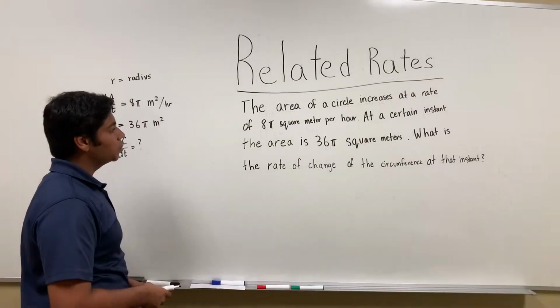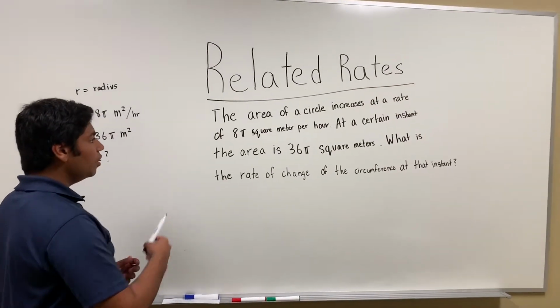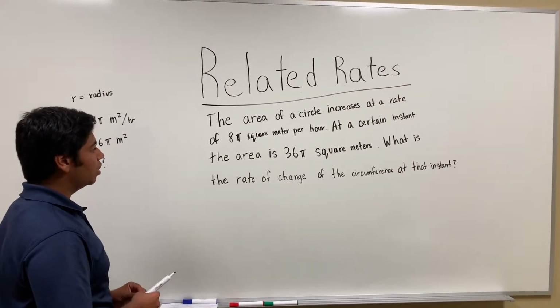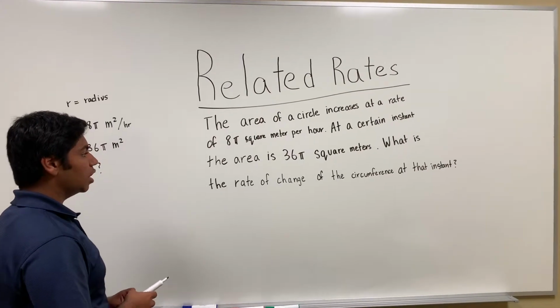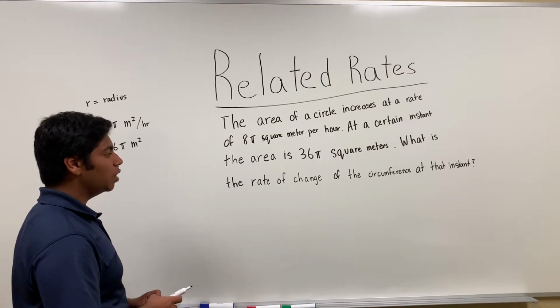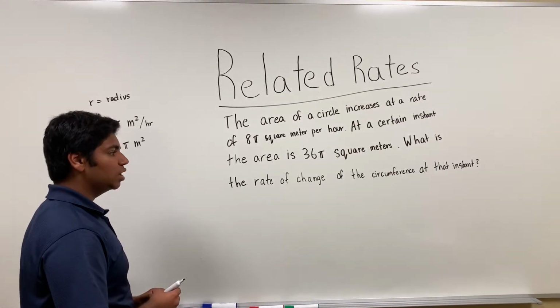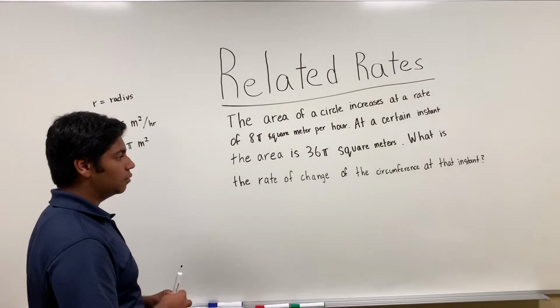Now we're going to do our second example. The area of a circle increases at a rate of 8 pi square meters per hour. At a certain instant, the area is 36 pi square meters. What is the rate of change of the circumference at that instant?